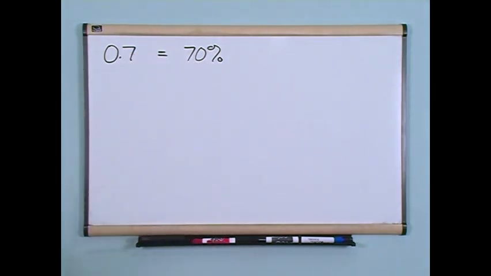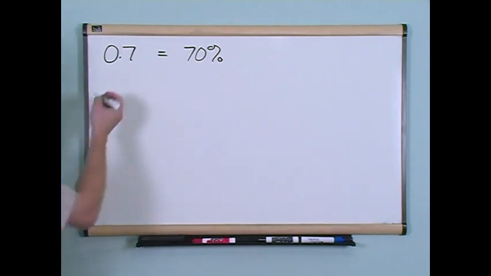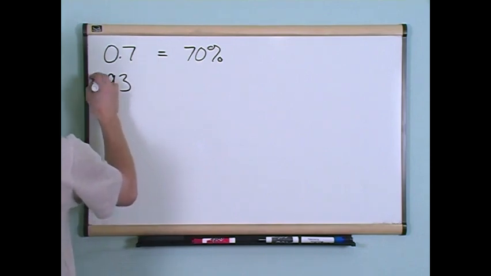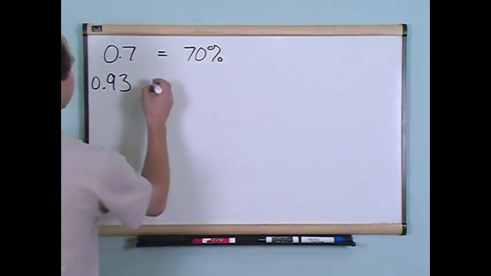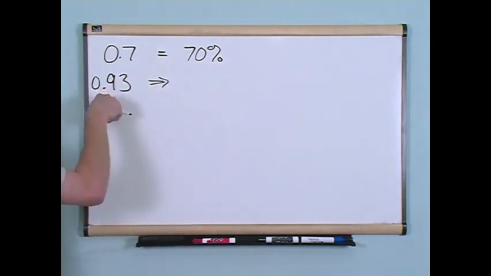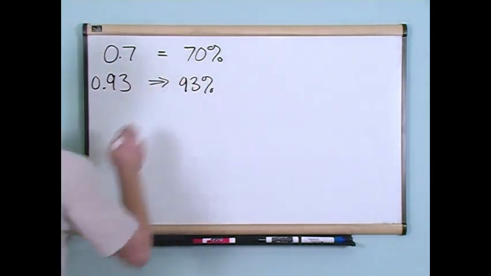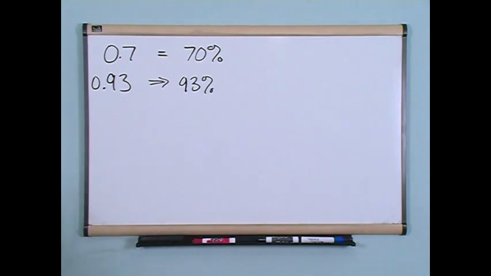So it's real easy to take a decimal and make it into a percent. It's almost not even worth writing down the steps. 0.93, okay, how would you convert that to a percentage? Very simple. You just take that decimal and you move it 2 points to the right, so 93%. Okay? It's real easy.